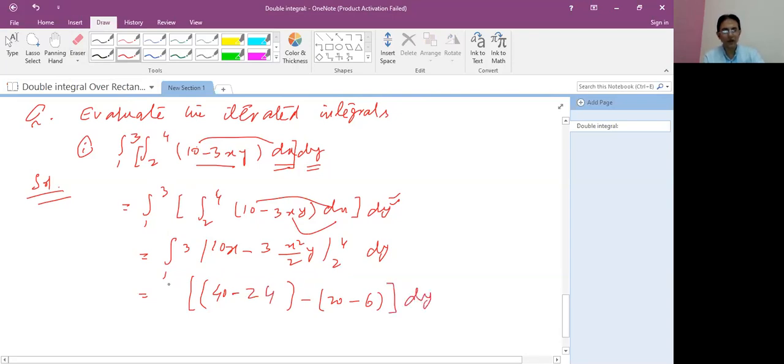After simplifying, we integrate the given function of y as it is in both cases, from 1 to 3. 40 minus 20 is 20, so 20 minus 18y dy.